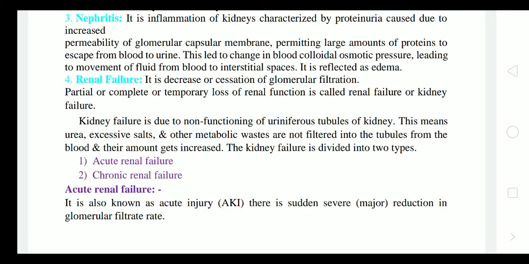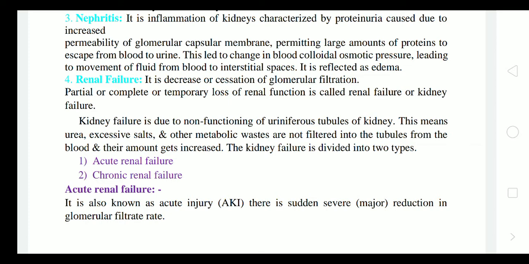Nephritis. It is inflammation of the kidneys characterized by proteinuria, caused due to increased permeability of the glomerular capsular membrane. That is, the permeability of the glomerulus, the capillaries, permits large amounts of proteins to escape from the blood into urine. Proteins are macromolecules and are not normally allowed to pass through the glomerular membrane, but here they pass in nephritis. This leads to a change in blood colloidal osmotic pressure, leading to movement of fluid from blood to interstitial spaces. It is reflected as edema.